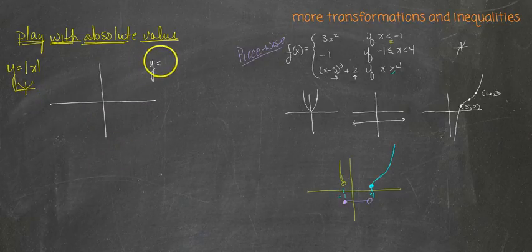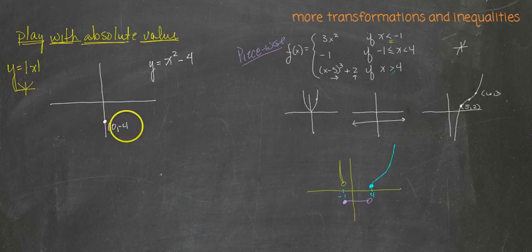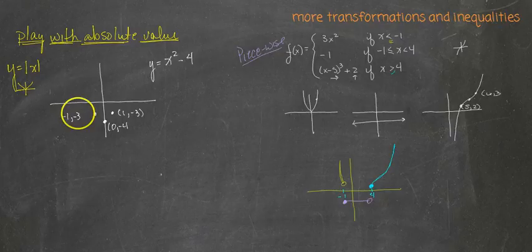So let's start with y equals, let's say, x squared minus 4. So this is just a parabola that has slid down 4 units. So I know that I'm going to intersect the y-axis at 0, -4. The 1, 1 point is going to slide down 4 units and be at 1, -3, and the same thing for the -1, -3. And the parabola looks like this.